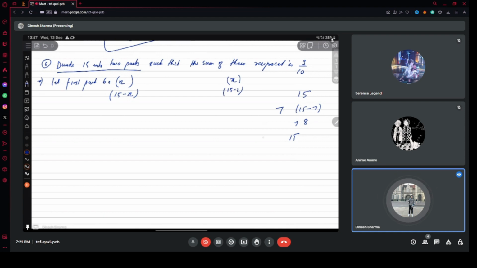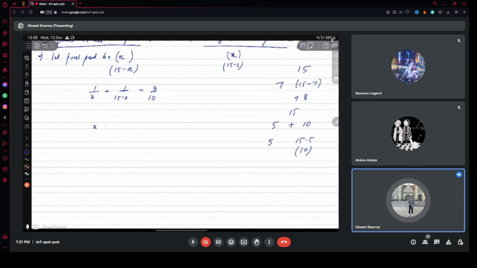For example, if one part of 15 is 5, the other is 10, because 10 plus 5 must be 15. How do we get it? If one part is 5, the other is 15 minus 5, which is 10. So the sum of their reciprocals is 3 by 10. So their reciprocals are 1 by x plus 1 by 15 minus x, and the sum of these two is 3 by 10. So 1 by x is the reciprocal of x, 1 by 15 minus x is the reciprocal of the other, and when you add it you get 3 by 10.